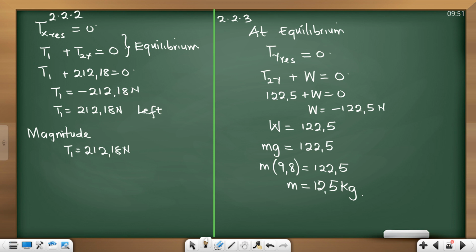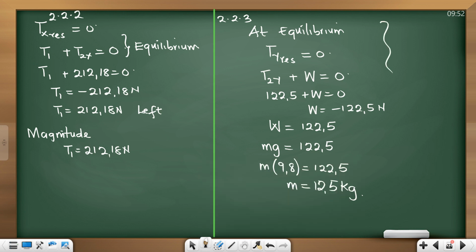If you substitute the values into the equation W equals mg, do you lose any mark? If you substitute which value? 122,5 into W without using it the way that you did it. Do you lose any marks along the way? No, you are not going to lose any mark.